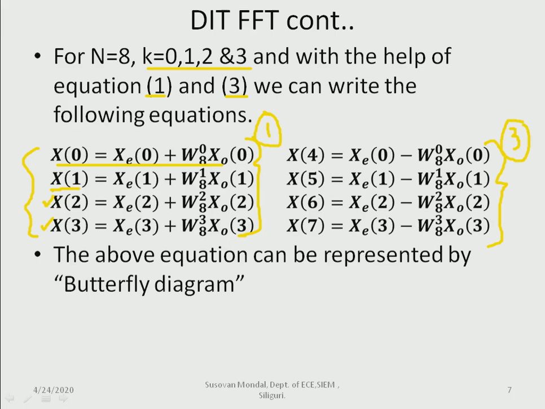Okay, even and odd decimation is performed for n, that is in time index, but in frequency index it is just decimated into two parts. So that is the difference. These equations are actually derived from equation number 1 and 3 after putting the value of k.